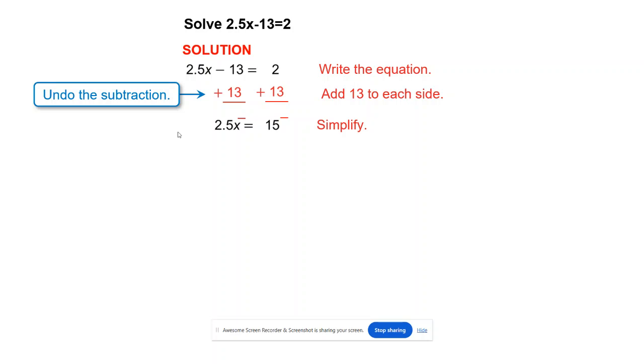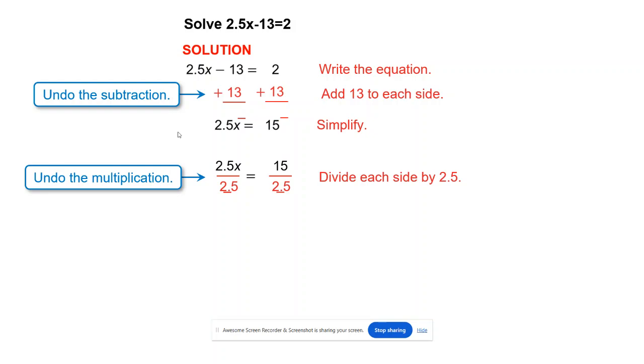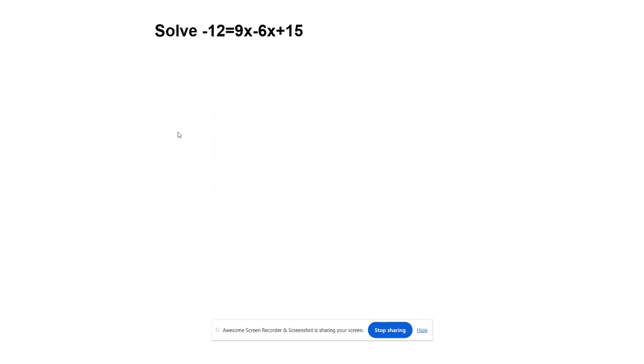However, x is still not by itself on one side of the equal sign. It's being multiplied by 2.5. To undo that, we divide both sides by 2.5. That cancels out the 2.5s on the left-hand side, and we're left with 15 divided by 2.5, which is 6. Now that x is all alone on one side of the equal sign, we have completed the problem, and the solution is 6.